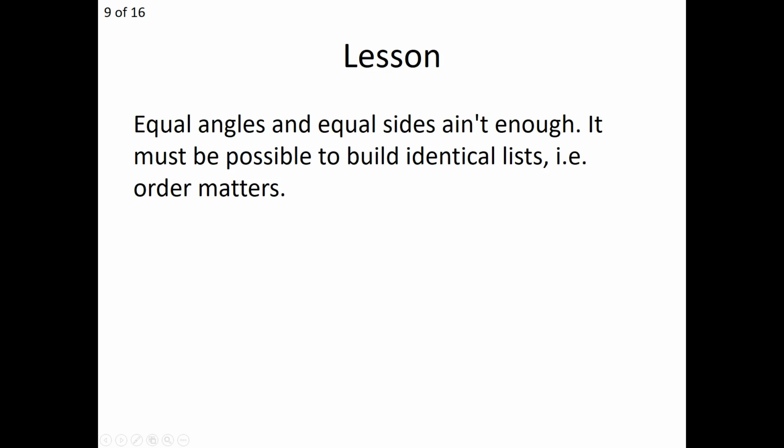Just because we have equal angles and equal sides of one and another doesn't make it enough. We have to make sure that the lists are exactly identical to each other. So when we build the list of the first, it must be able to match up and produce the second list of our second polygon. If it doesn't match up exactly, we do not have congruent polygons.